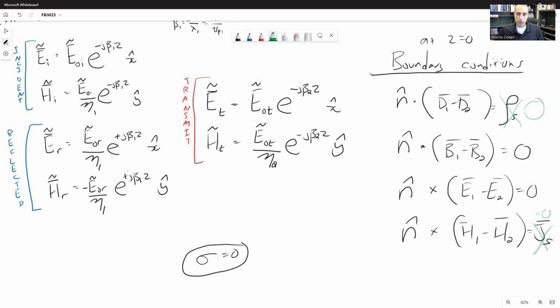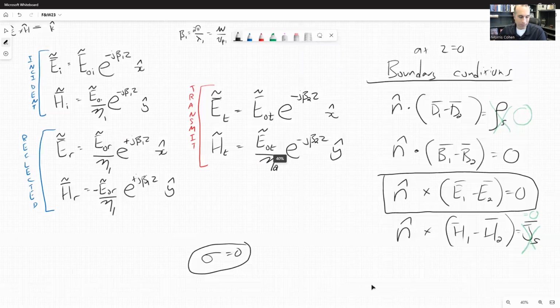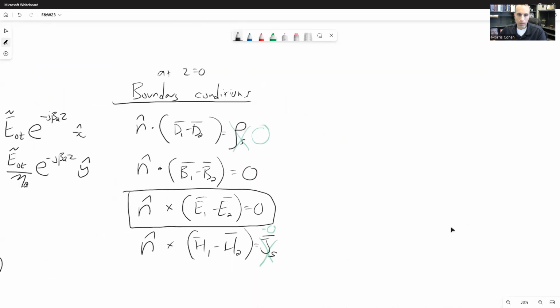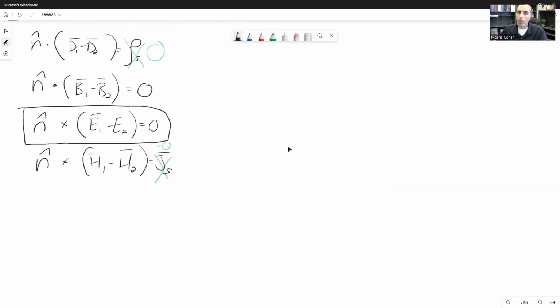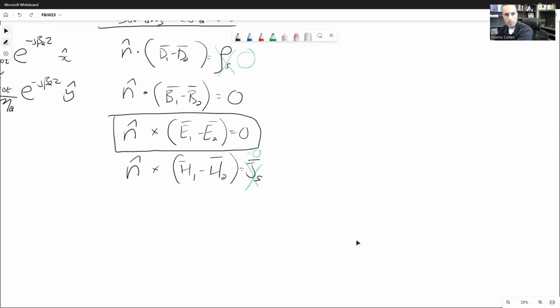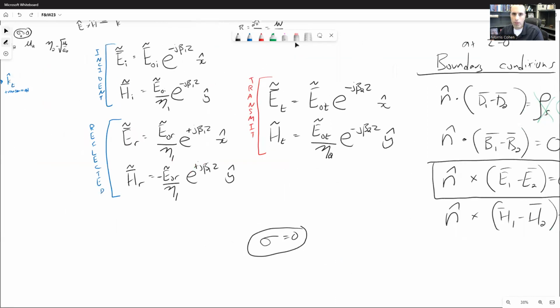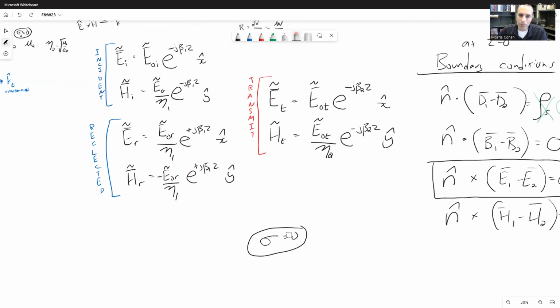All right. So let's take a look at this. The main boundary condition that's going to be useful for us is this one, n hat cross E1 minus E2 equals 0. So let's apply this directly and see where it leads us. And remember, E1 and E2 are the electric fields at the boundary. So let's figure out what E1 and E2 are by going back to our definition of what the incident, reflected, and transmitted electric fields are.